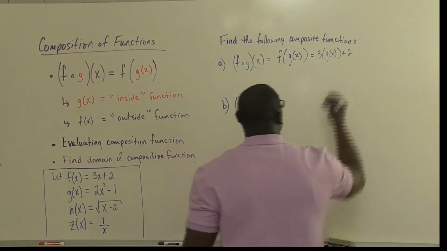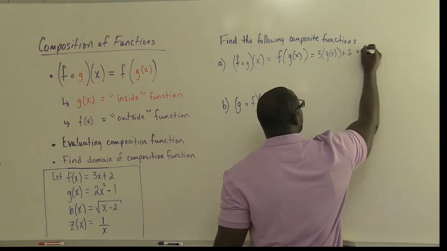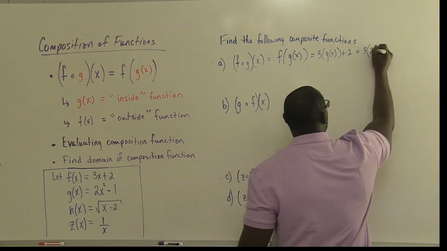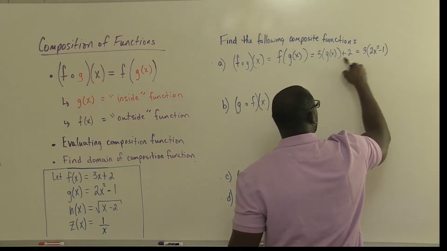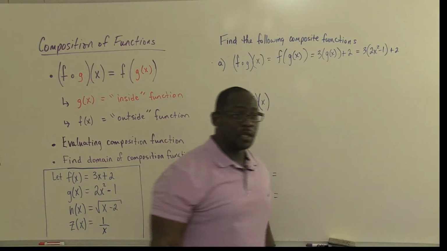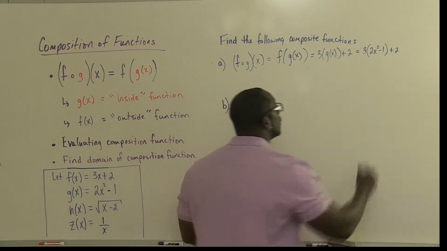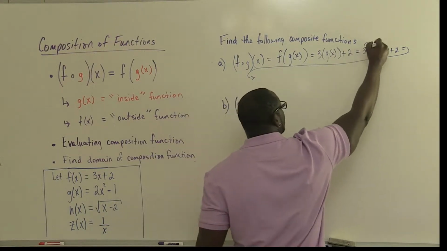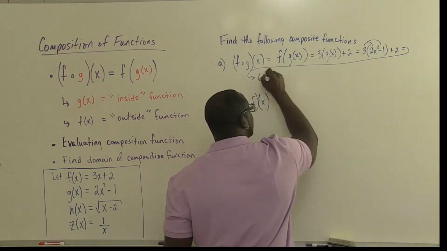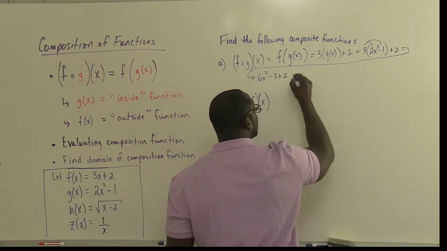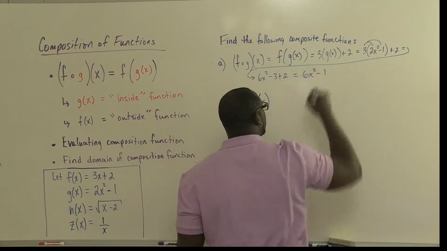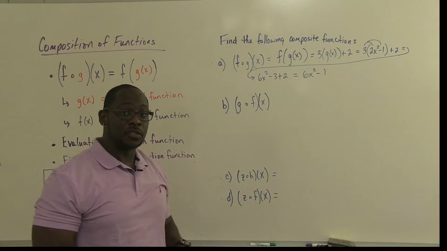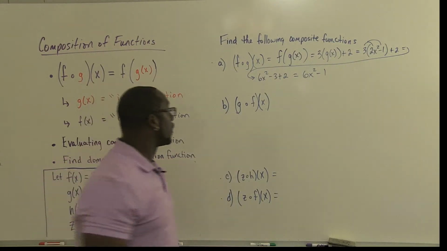Okay, so we come here and we know that g of x is just 2x squared minus 1. So we plug in 2x squared minus 1. Don't forget our plus 2 at the end here. And then from there, we will go ahead and simplify. So we distribute, and we have 6x squared minus 3x plus 2, and that ends up giving us 6x squared minus 1. So that is what our first function is. We'll go ahead and move on to the second one now.